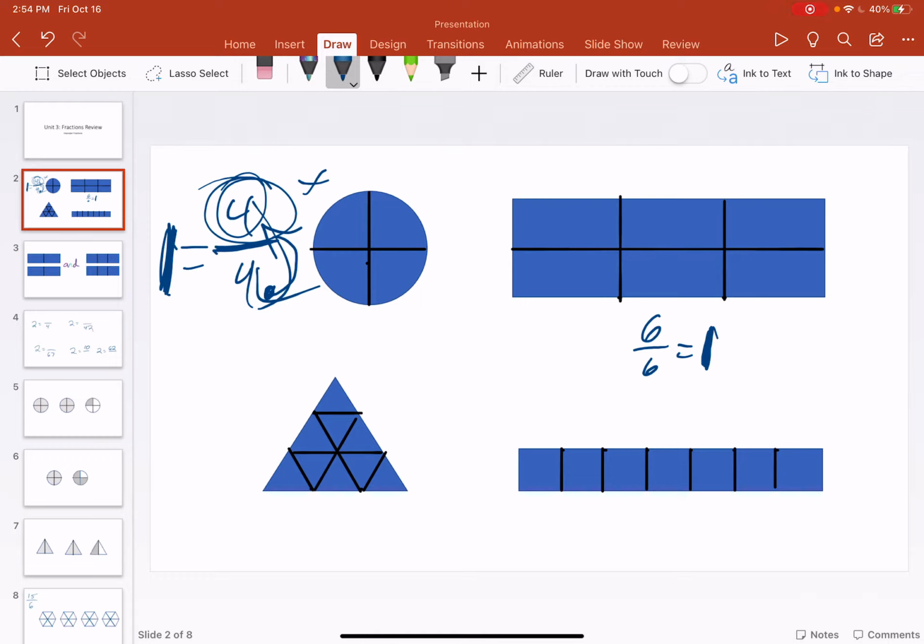Here, what would you say it is? I'm going to say there's 9 pieces in total of this triangle, and it is 1 whole. So what would the top number be? Exactly, it would be 9 over 9, which is 1 whole. We've eaten the whole entire thing, or we've given the whole entire thing away. This one here, the denominator is 7, because that's how many pieces we chopped it into. But how many are shaded? Absolutely, 7 out of 7, so the whole entire thing is shaded.